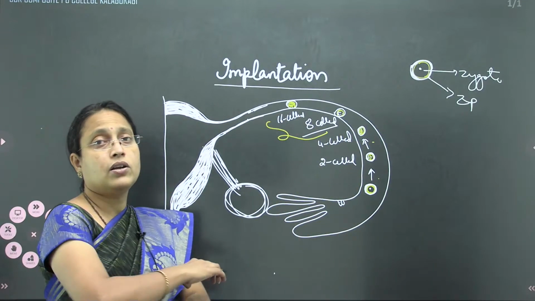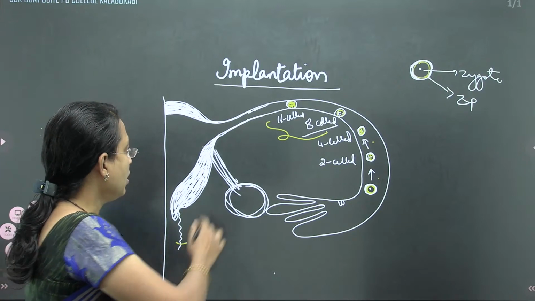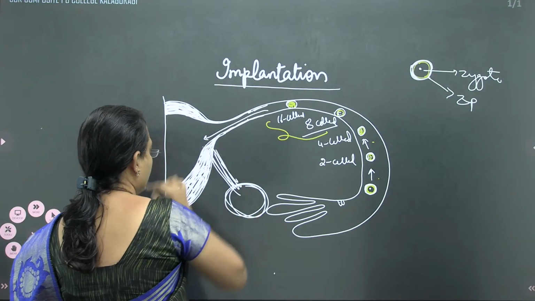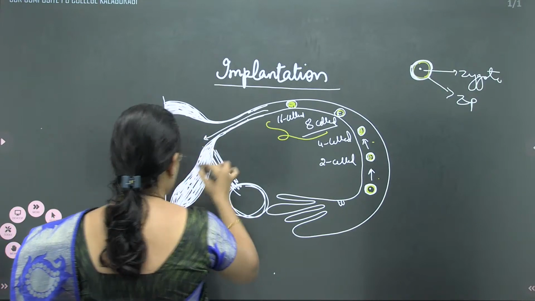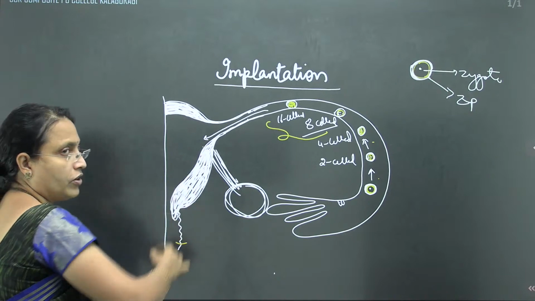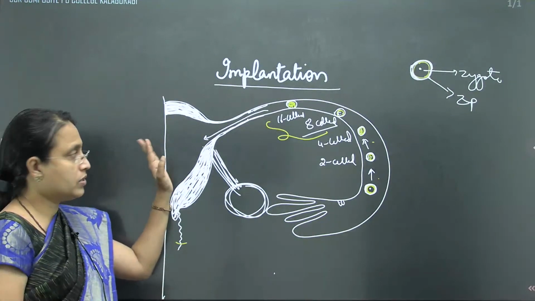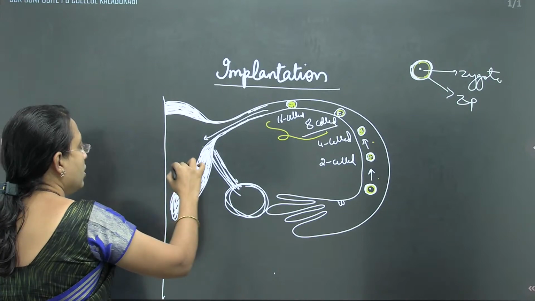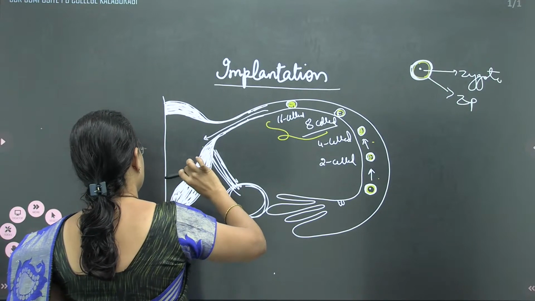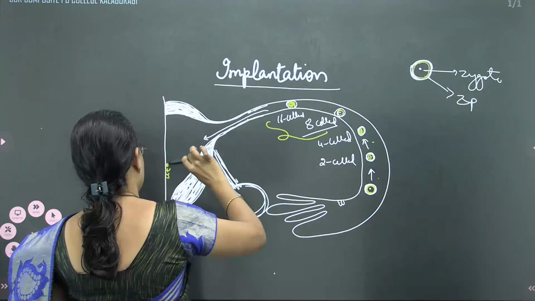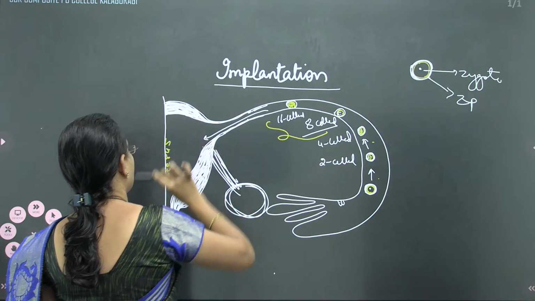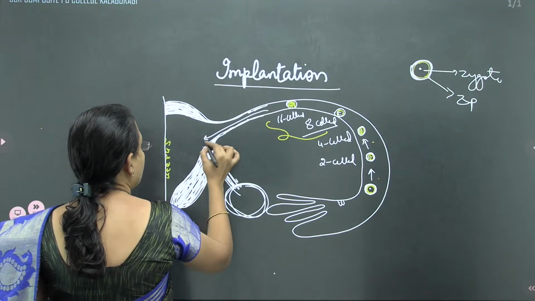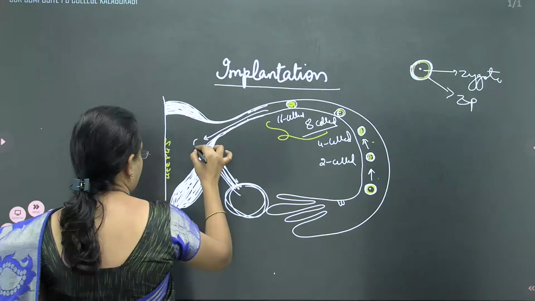After that, the morula will now enter into the womb. This part is called the womb or uterus. The other part is quite symmetric, so I have drawn only one part. This is nothing but the womb or the uterus. So the morula enters here in the uterus.